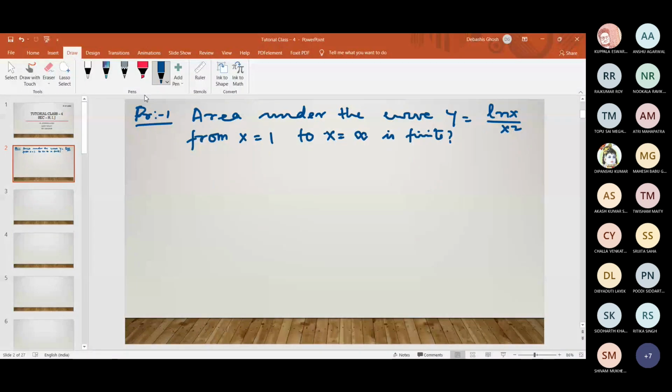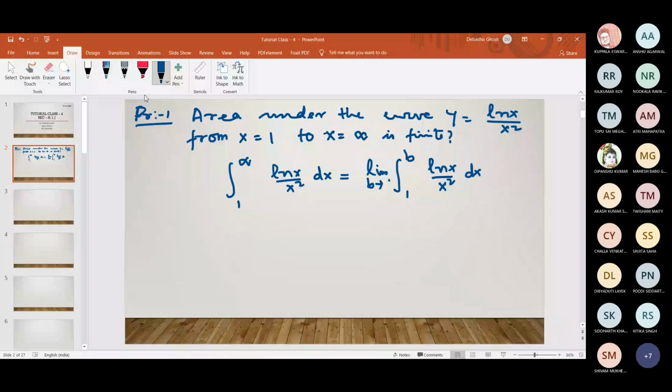Now to evaluate this one, we transform it first into the definite integral, that is 1 to b ln x by x square dx, and then we take the limit as b tends to infinity. Then you can evaluate this integration. You know how to evaluate this one, so I'm not going into that evaluation. I'm just giving you the idea what is going on and what we are doing by this process.